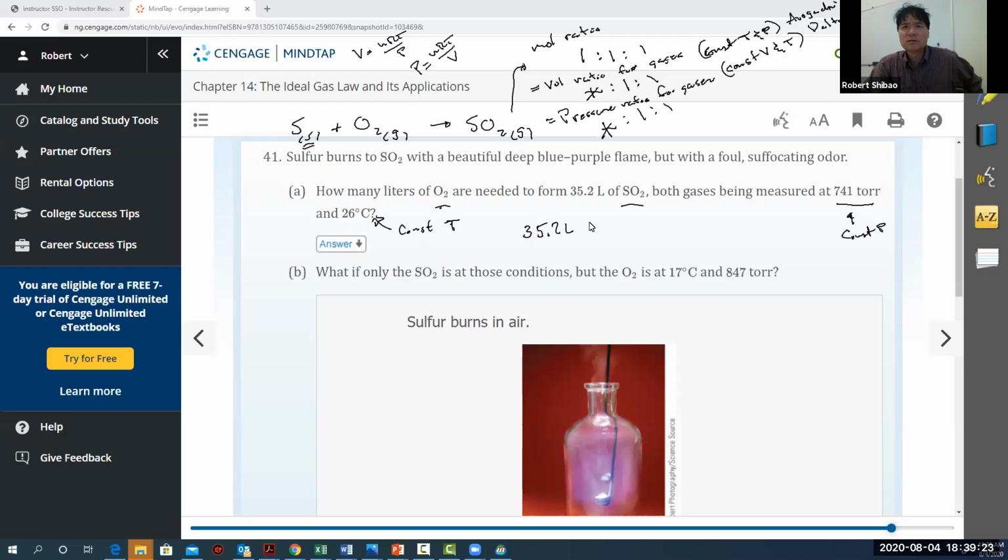So it's 35.2 liters of SO2 that were formed. And so how much O2? Well, it's a 1-to-1 mole ratio, and so therefore it's a 1-to-1 volume ratio. Therefore it's a 1-to-1 pressure ratio. And so it's going to be 1 liter of O2. We can pick any volume unit, liters, gallons, milliliters, whatever, for every 1 liter of SO2. The T and P have to be restricted, T and P constant. Then this works. So it's 35.2 liters of O2. That's what we'll need.